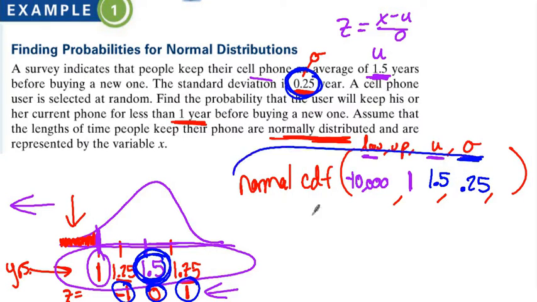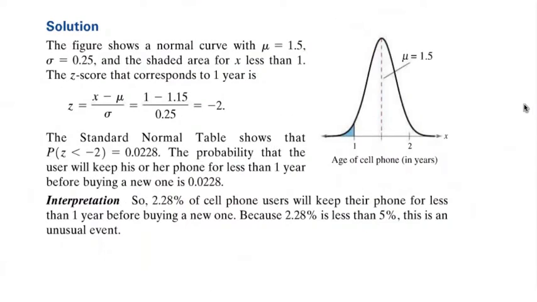So take those numbers, put them in the calculator, and you should get a probability. If you look at that area that we shaded, it should be significantly less than 50%. Let's see what it actually turns out to be. And it looks like there's a 2.28% chance. You can see the picture right there. Very small chance that they'll keep their phone for less than 1 year. And that's useful information to know if you are, let's say, a phone company trying to market a new cell phone plan or something like that.